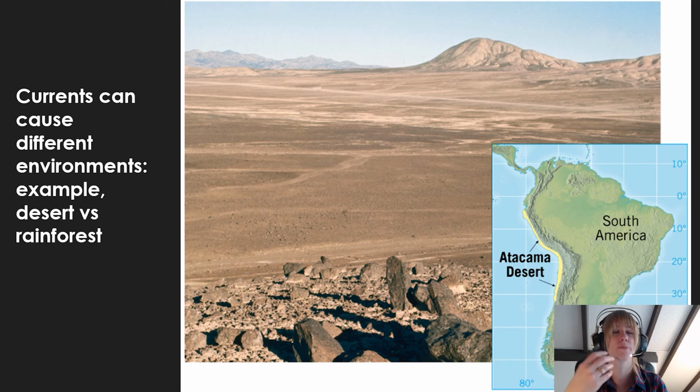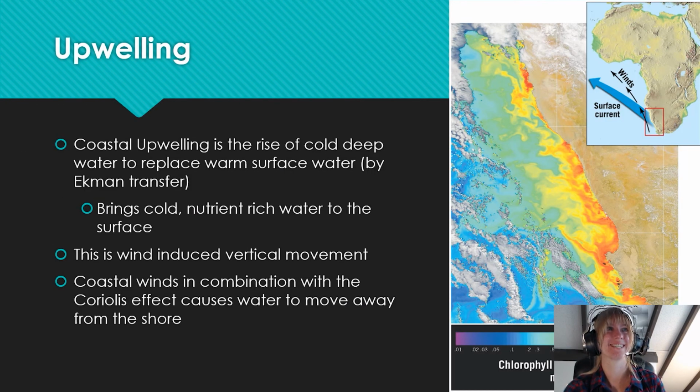So where Peru is and Chile, you have the Atacama Desert. And this is due to the cold current versus over here we have lush rainforest. And that is all because of the warmer current. Neat, right? How that works out. So upwelling is also very important to our coastal areas and having cold and warmer water.